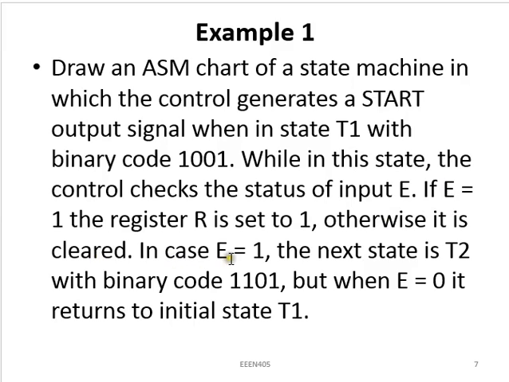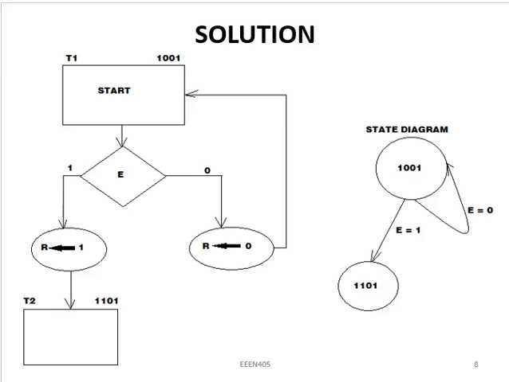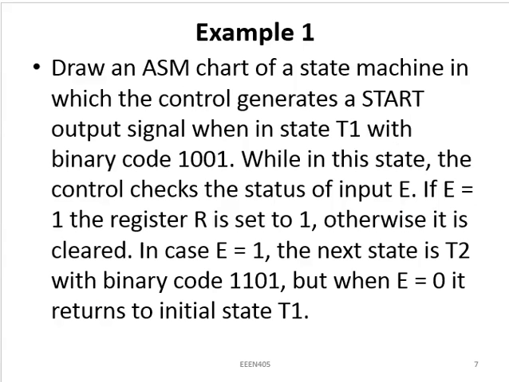In case this E is equal to 1, the next state is T2 and it has a binary code of 1101. But when E is equal to 0, that's the otherwise condition, it will return to its initial state T1. Okay, this is a typical example, and let us see how we solve it. So to solve this problem, first of all, we look at the question. We are asked to draw an ASM chart in which the control will generate start when it is in state T1 with this binary 1001.